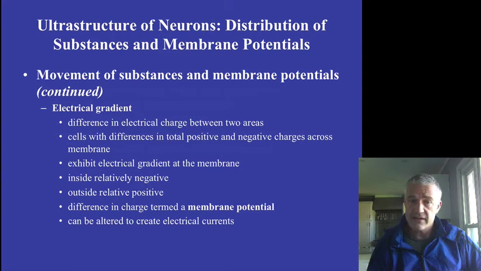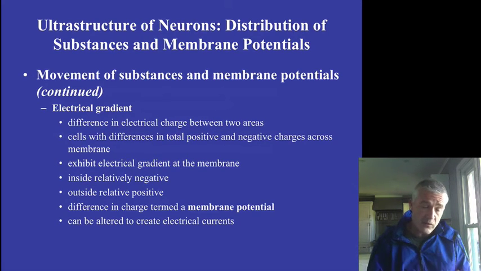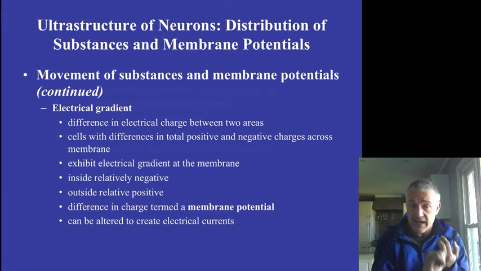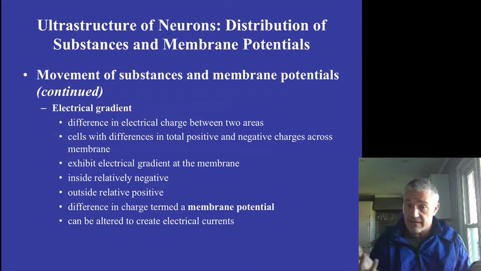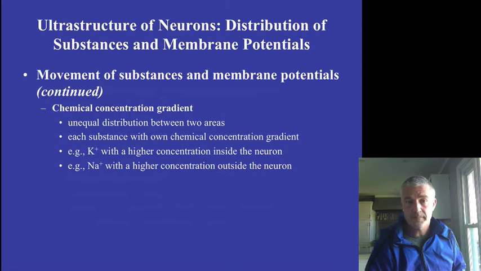The electrical gradient, like I said, is the difference between the electrical areas on the inside and the outside of the cell. So like it says here, differences of total positive and total negative across this membrane, they're going to have an electric gradient. Most of the cells we've been talking about, the muscle and the nerve cells, the inside is relatively more negative than the outside. And again, that's that membrane potential. This is what creates that electrical difference.